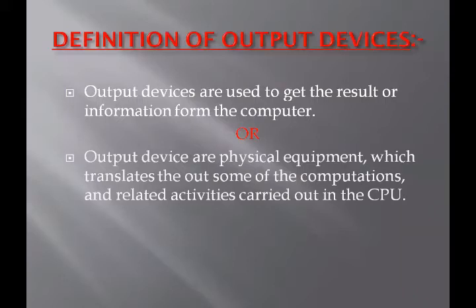Output devices are also physical equipment which translate the outcome of the computation and the related activity carried out in the CPU, so that it can be understood by humans. Output devices may adopt different shapes and styles. The output may be in the form of typed, printed, and visible. The purpose of an output device is to convert data or information expressed in electronic form to human understandable forms such as printed reports.